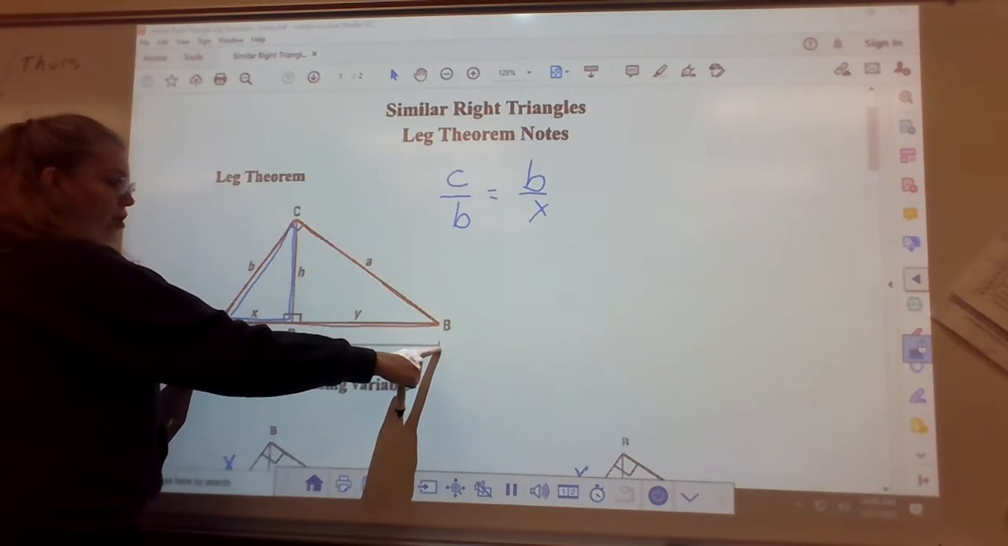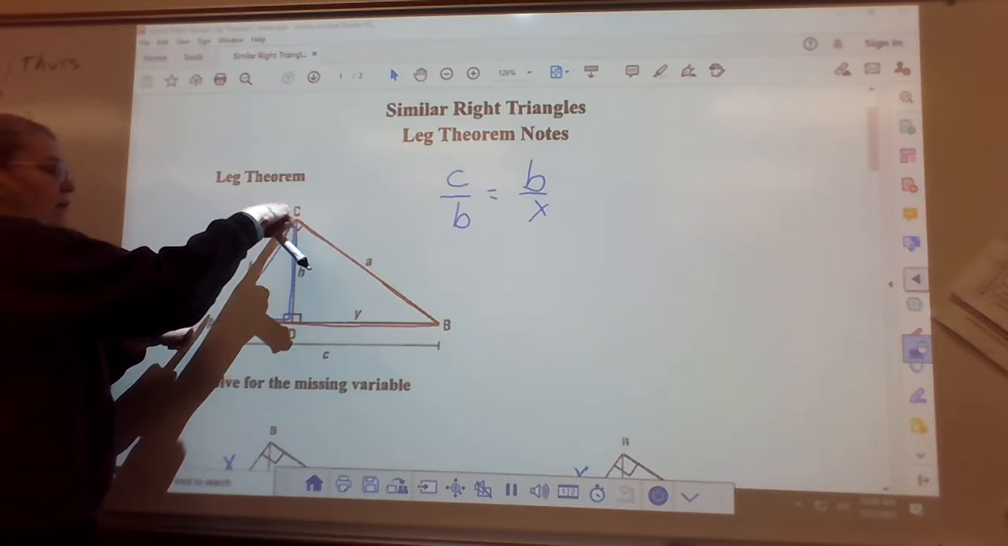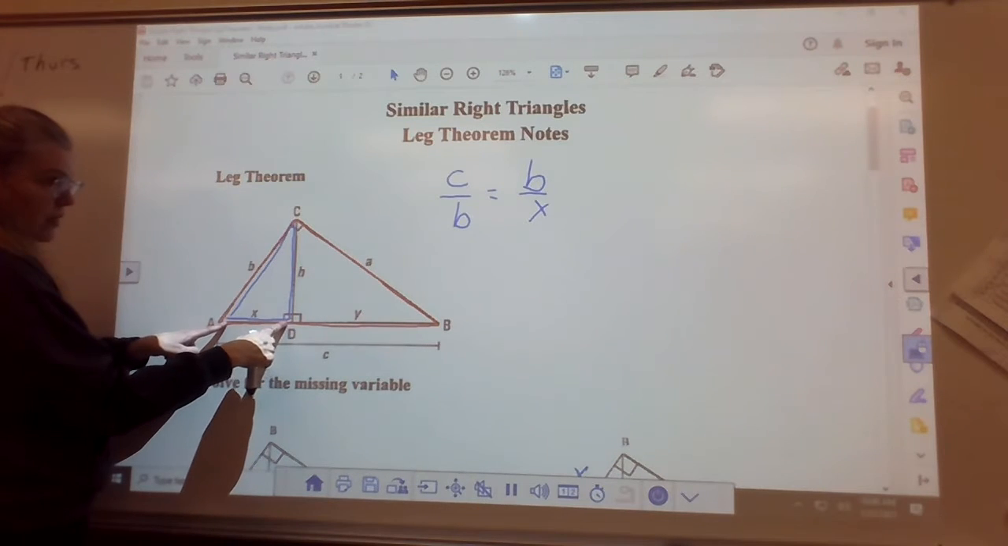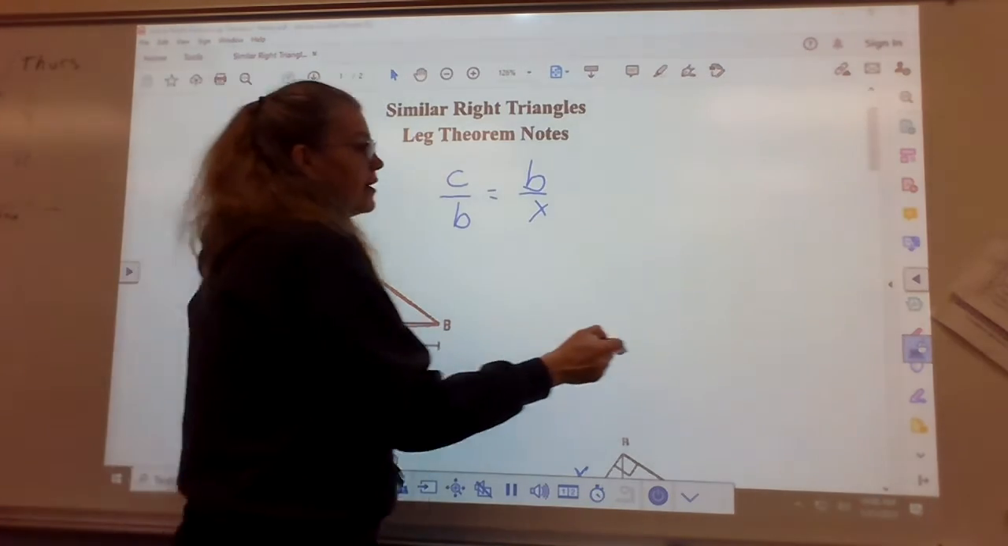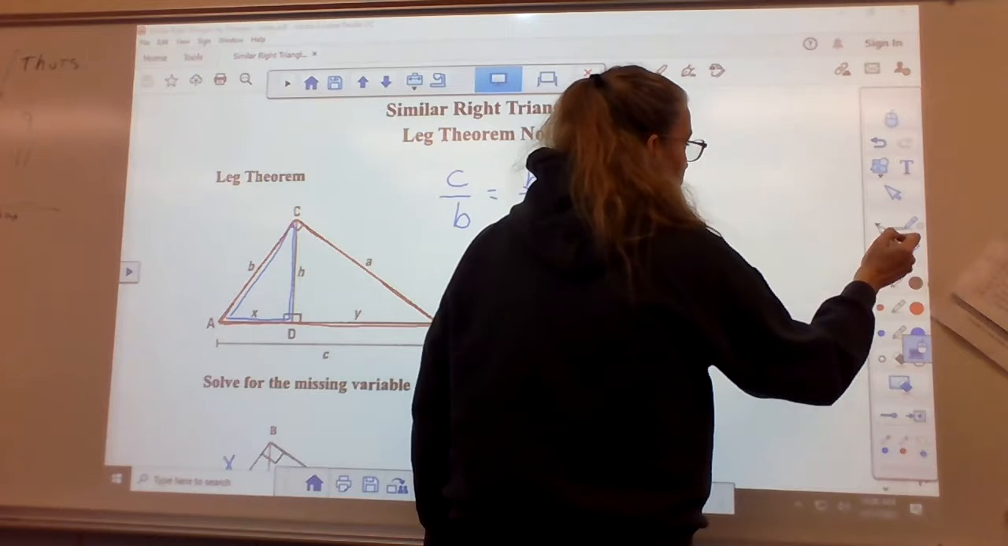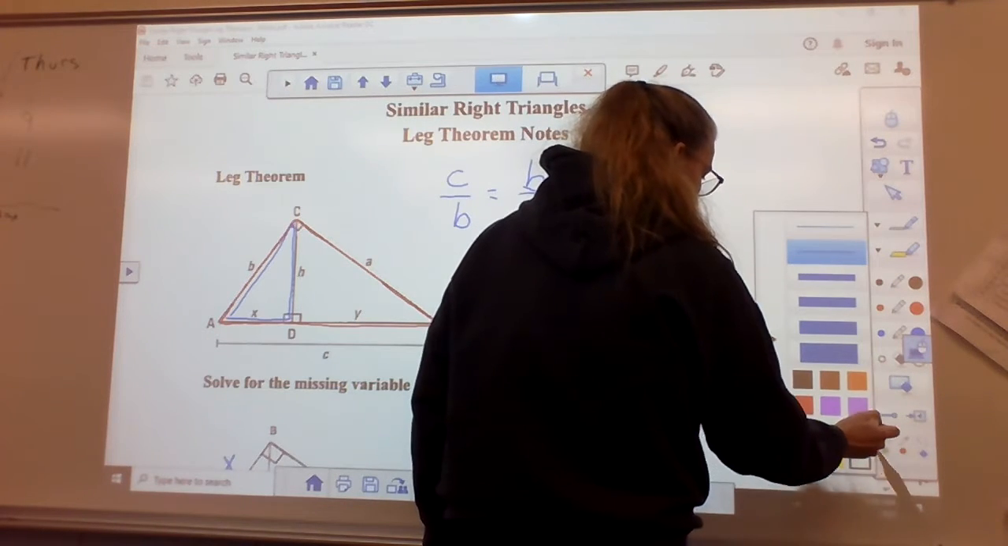So the entire bottom over the leg over this little piece. So B is what's getting used twice. The other one's going to use this guy. So let me change to a different color. Let me change to green.